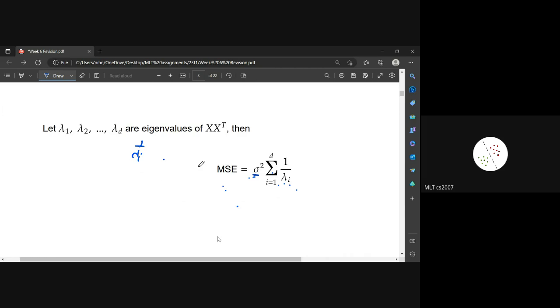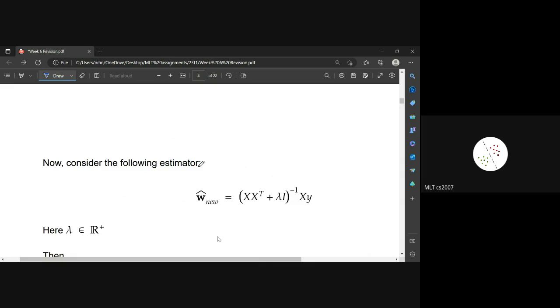So rather than using X X transpose inverse X Y as the estimator, I will take this as my estimator. By taking this as the estimator, I have added to the eigenvalues, because this is my matrix, X X transpose plus lambda I inverse. So now the eigenvalues will become lambda 1 plus lambda for the first one. The second will be lambda 2 plus lambda, and similarly lambda i plus lambda will be my ith eigenvalue. And I'm taking lambda as a positive quantity.